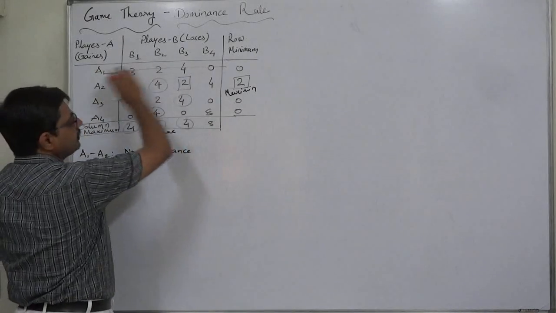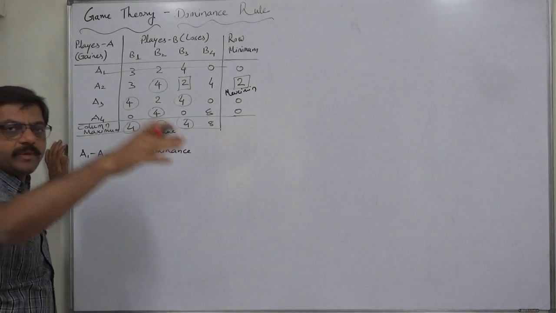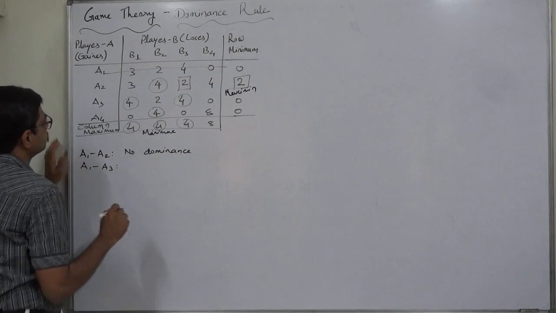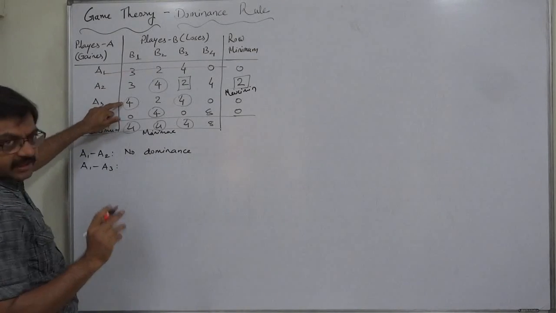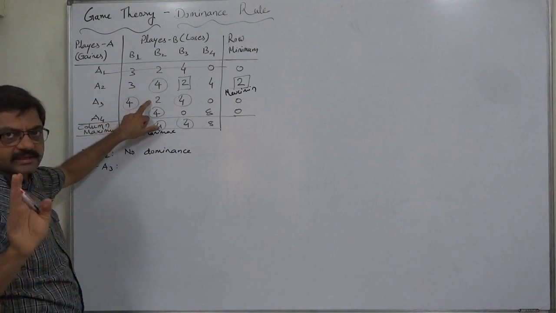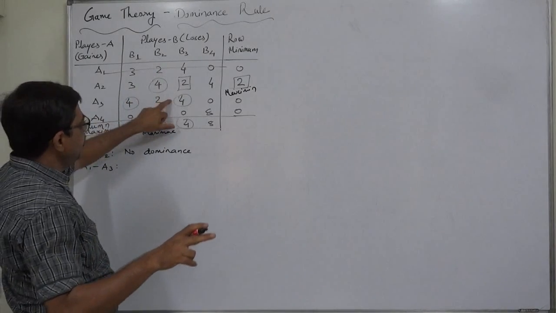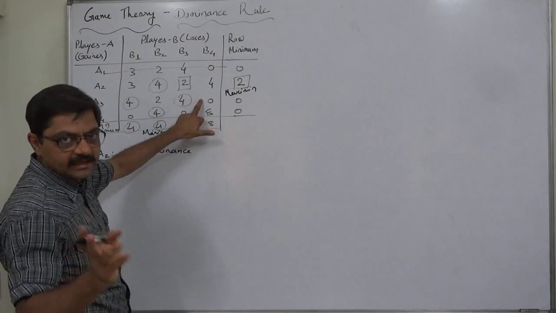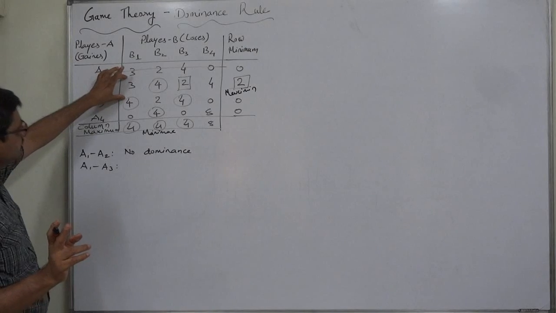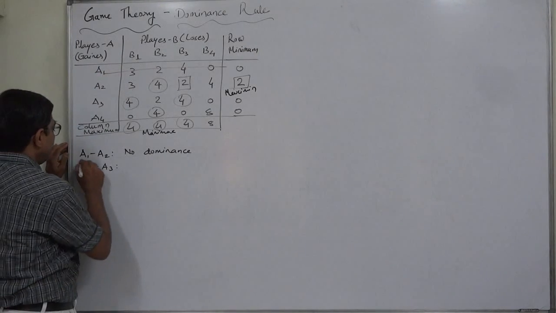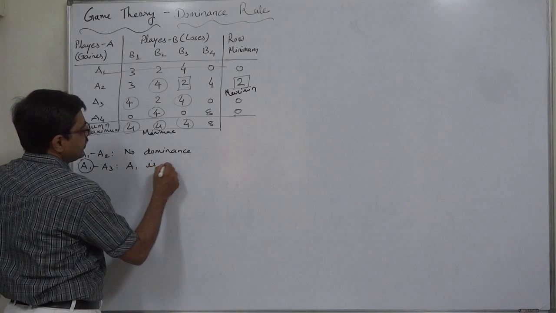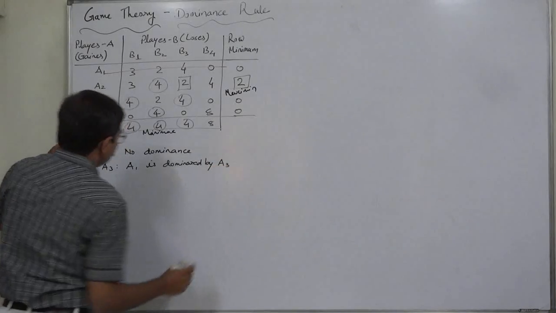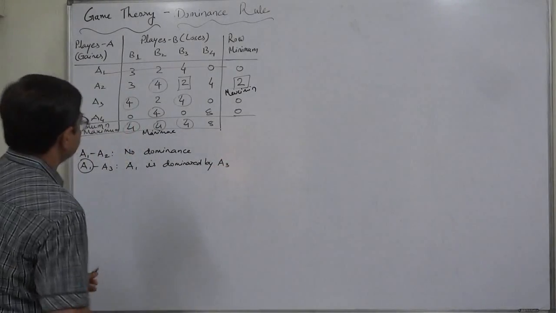In all possibilities, a strategy should be dominating. Now let's compare A1 and A3. 3, 4, A3 dominates. 2, 2, equal. 4, 4, equal. 0, 0, equal. So A3 dominates, and A1 is dominated by A3, so we can delete A1.